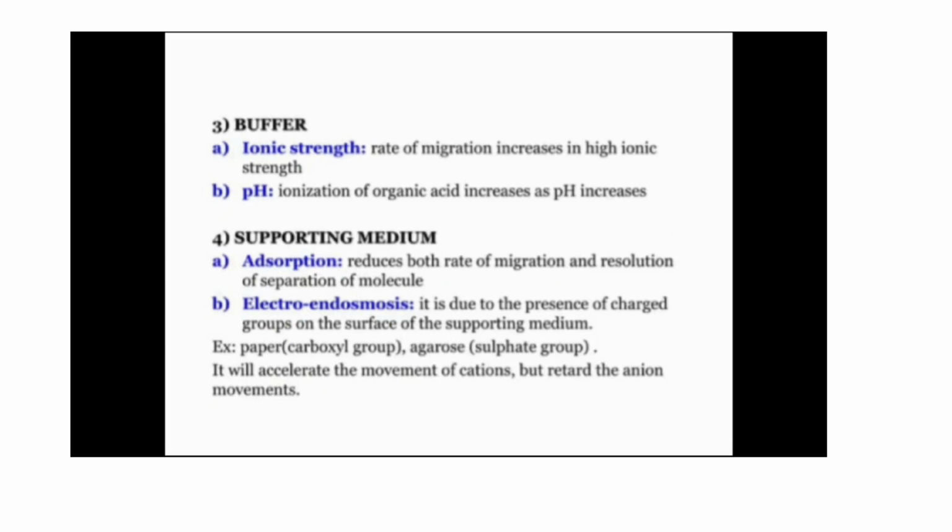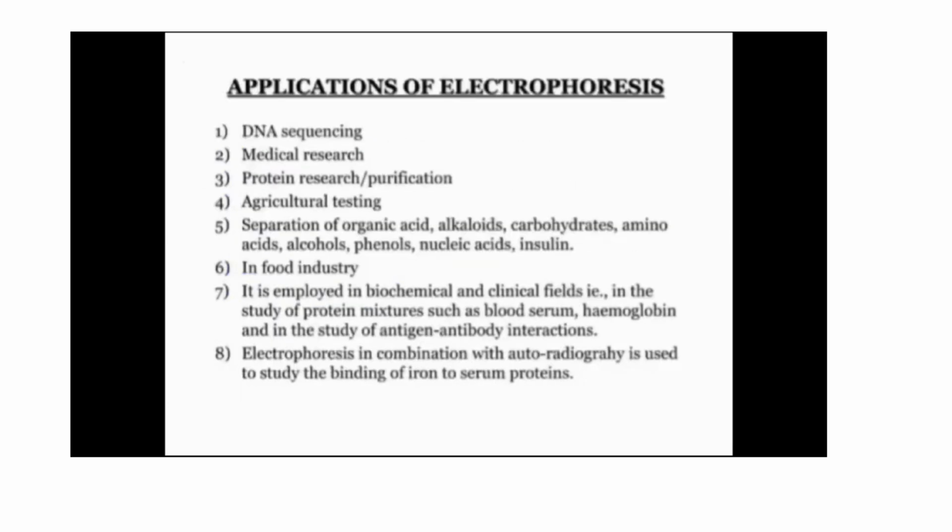Buffer. Buffer includes ionic strength and pH. In ionic strength, the rate of migration increases in high ionic strength, and in pH, ionization of the organic acid increases as pH increases. Supporting medium. Adsorption and electroendosmosis. Adsorption reduces both the rate of migration and the resolution of the separation of the molecules. Electroosmosis, for example in paper and agarose, will accelerate the movement of the cations but retard the anion movements.